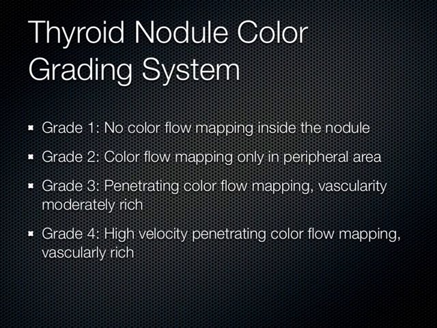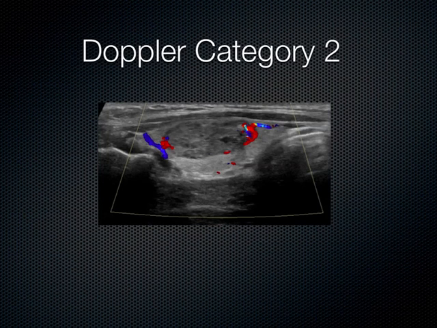When we come across a nodule, we can put some color flow mapping on it, and you can actually grade these nodules. Grade 1 is no color flow seen inside the nodule. Grade 2 is where you only see it peripherally. Grade 3 has penetrating flow through that nodule, moderately rich vascularity. Grade 4 is high-velocity penetrating flow into the nodule, a vascularly rich flow. So this is grade 2. It's only in that peripheral area there.